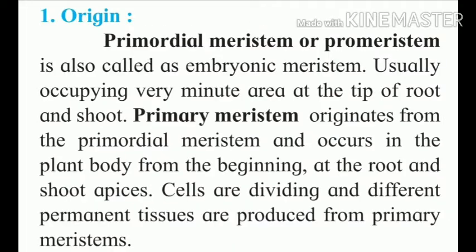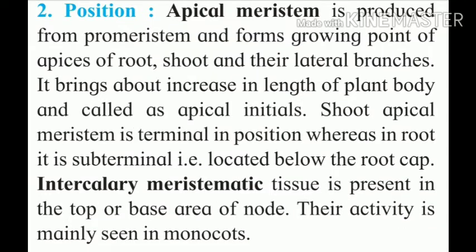Let us see the origin of the meristematic tissue. That is the primordial, or we can say the promeristems. It is also known as the embryonic meristems, usually occupying the very minute area at the tip of the root and the shoot, as we have seen in the picture. They are generally present from the beginning at the root and shoot apices. Cells are dividing and different permanent tissues are produced from the primary meristems.